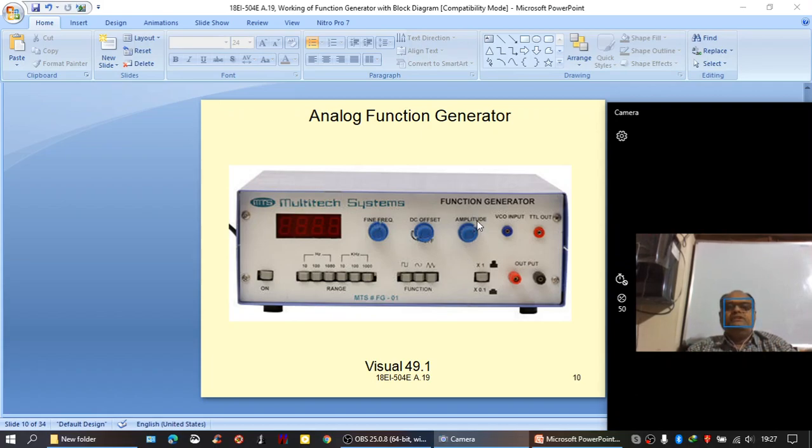A potentiometer is provided. And for DC offset arrangement, a knob is provided in order to nullify the DC signal associated with any one of the AC signals. Then VCO input for phase locking applications. And here we will get a train of pulses for TTL circuits. And apart from that, a digital display is provided in this.